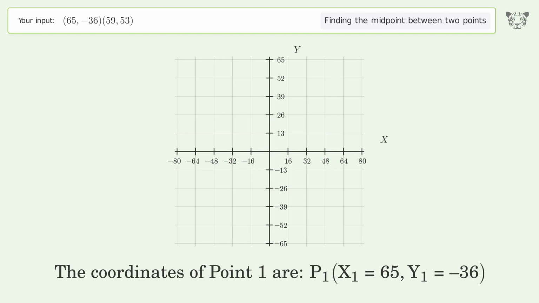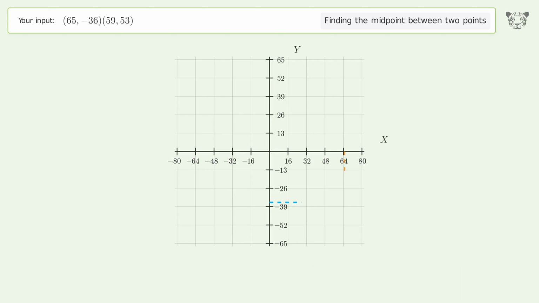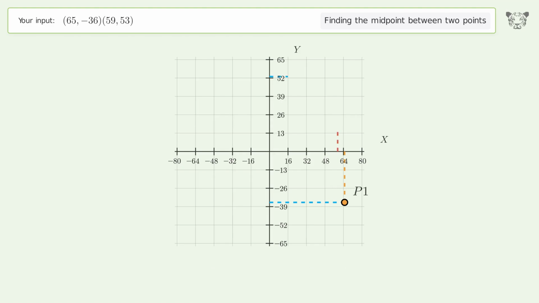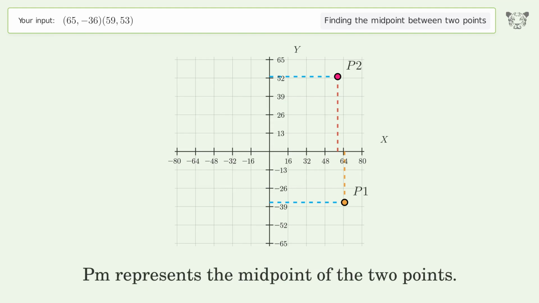The coordinates of point 1 are, x1 equals 65, y1 equals negative 36. The coordinates of point 2 are, x2 equals 59, y2 equals 53. PM represents the midpoint of the 2 points.